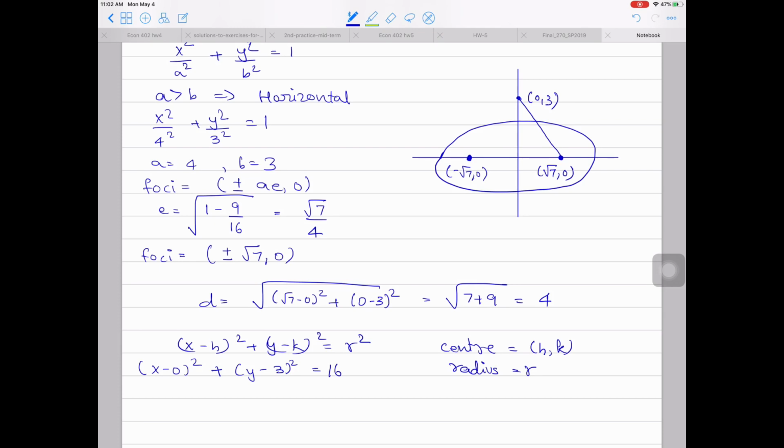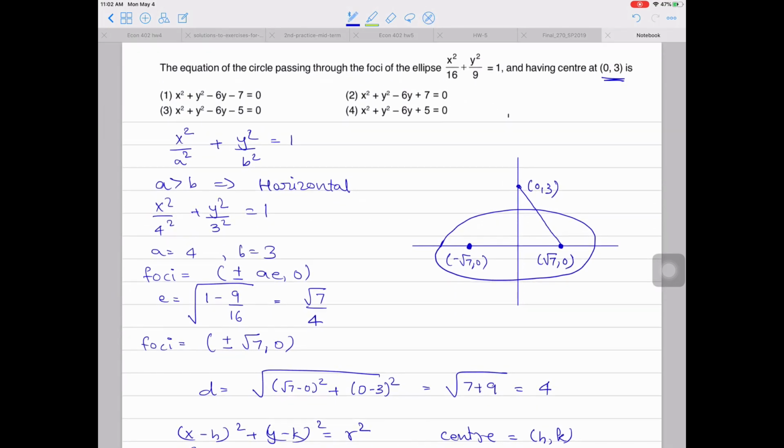If we simplify this, it gives us x squared plus y squared minus 6y plus 9 equals 16, which gives x squared plus y squared minus 6y minus 7 equals 0. So this is our answer, x squared plus y squared minus 6y minus 7 equals 0.